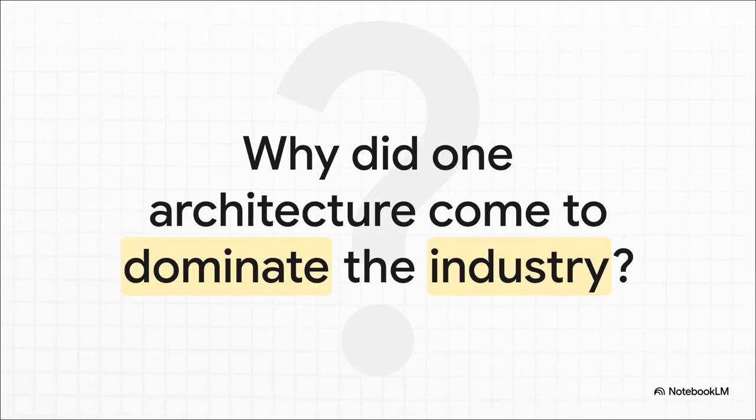Let's get into it. At the heart of this whole story are two really big questions. First, how did one single architecture, the transformer, become the foundation for pretty much the entire AI industry? And second, what does its crazy fast evolution tell us about where we're all headed next? This is the core mystery we're going to unpack.